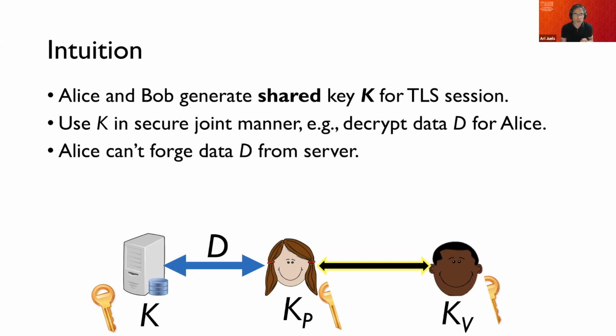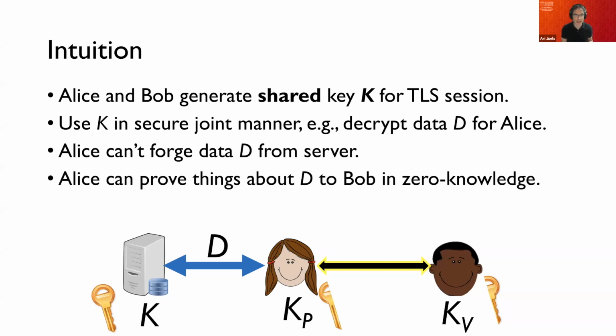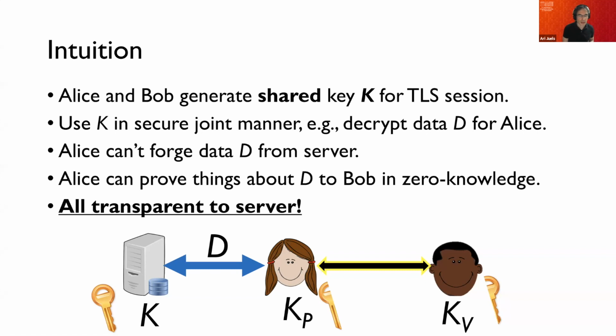But Alice has no way now of forging data, a piece of data D, from the server. I mentioned that in the standard usage of TLS, Alice holds the key K and therefore can forge data because she can construct a matching MAC. She can't do that now because she doesn't actually know K. Again, through cooperation, Alice and Bob can do things like enable Alice to prove facts about this piece of data D, and she can do this in zero knowledge if desired.